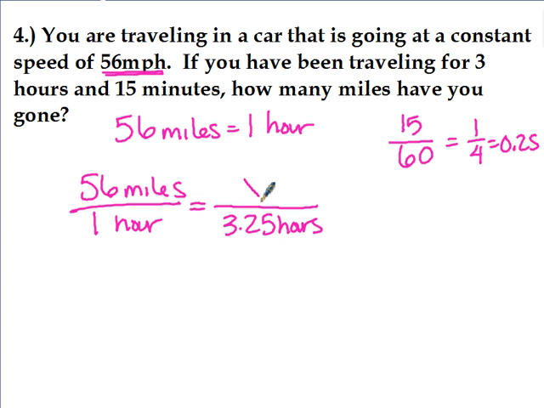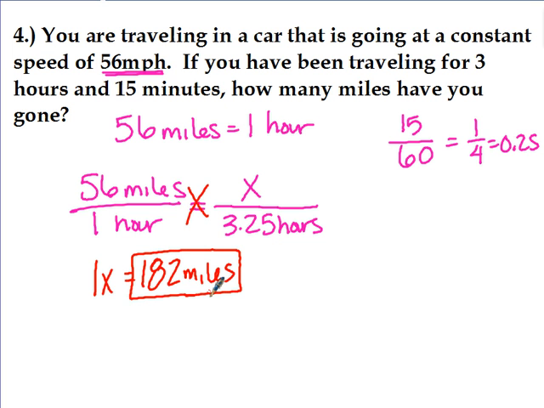So that's my x. So now I'm going to cross multiply. So I get 1x is 182 miles. And I don't need to divide by 1. I mean, you can, but you're still just going to get 182.